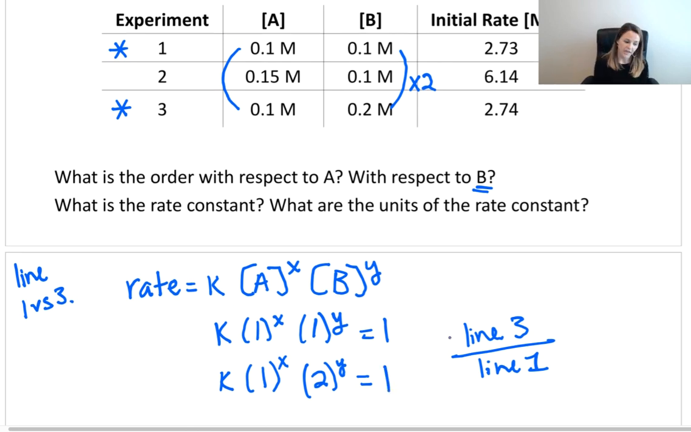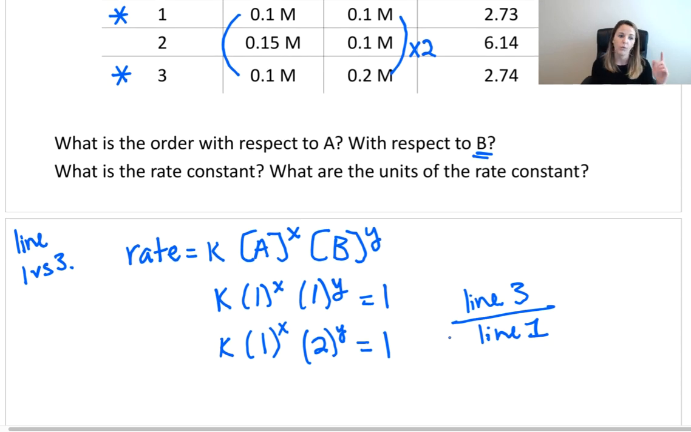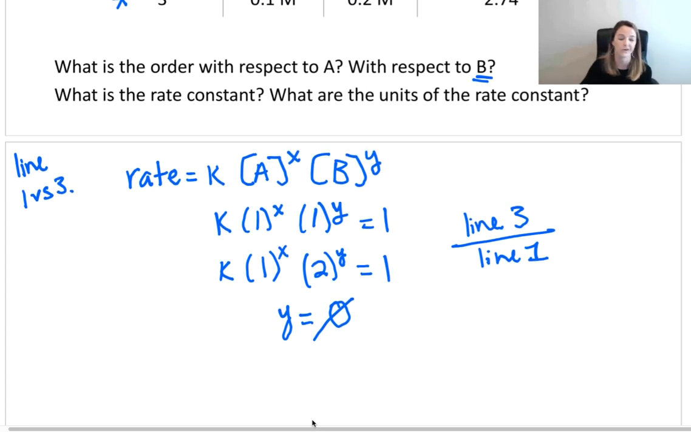So mathematically, the only way for this to be true, where 1 times 1 is equal to 1 and 1 times 2 is equal to 1, is if our order with respect to B, Y, is going to be equal to 0. That is the only way mathematically for 1 times 2 to be equal to 1, is that the Y has to have an exponent of 0, or order of 0, okay?